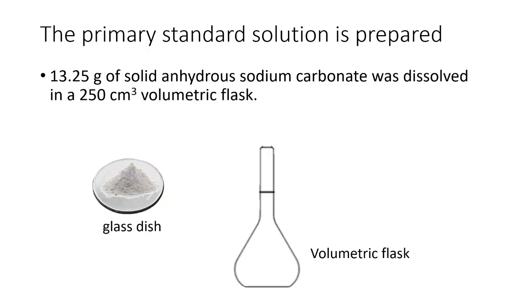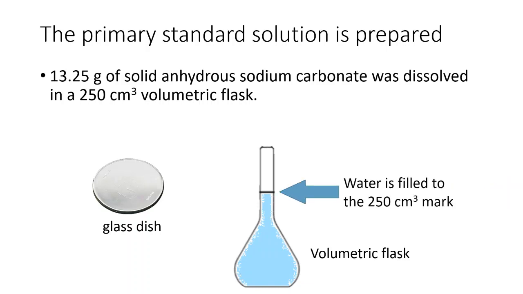And then I get a 250 cubic centimetre or 250 mL volumetric flask. Using a funnel, I put that powder in the flask, and then I fill it up with water up to the 250 mL or 250 cubic centimetre mark. You've got to put the stopper on that and shake it up really well and try to dissolve all of that solid.